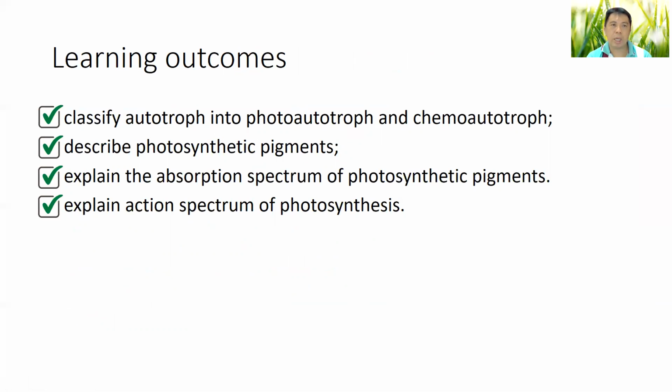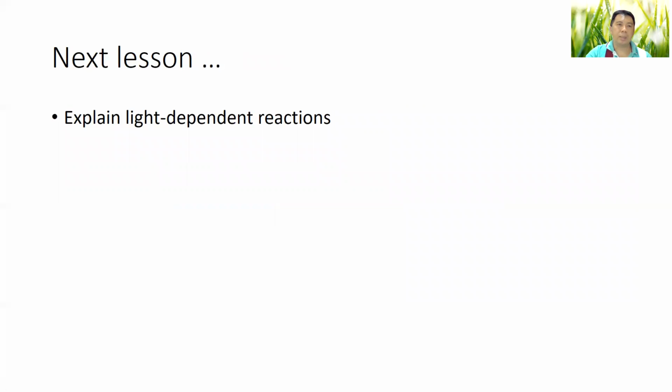This is the checklist for this lesson, this video. I hope that you are able to classify autotrophs into photoautotrophs and chemoautotrophs, and you are able to describe the photosynthetic pigments: chlorophyll A, chlorophyll B, and the carotenoids. And you are able to explain what the absorption spectrum of the photosynthetic pigments is and what the action spectrum of photosynthesis is. In the next lessons we will talk about the light-dependent reactions.